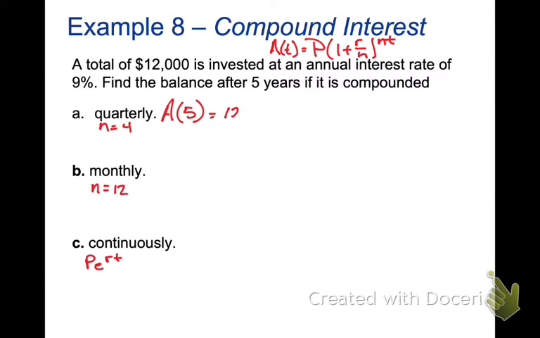So we have 12,000 times 1 plus rate, 0.09, over N, 4, to the 4 times 5. We're going to set all 3 of them up before we do anything. So you guys set up N as 12.